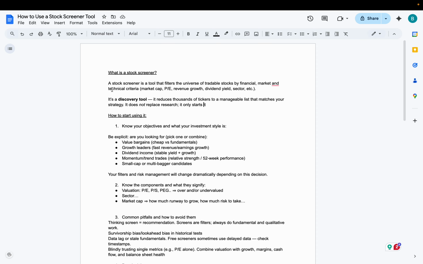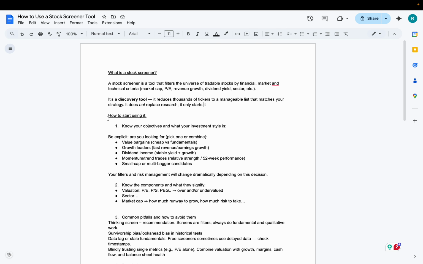Basically, what it aims to serve is that it is a discovery tool. It reduces the thousands of tickers out there to a manageable list of stocks that matches your strategy, your risk management strategy, your risk appetite, your criteria. But ultimately, at the end of the day, it doesn't aim to replace research. Your due diligence must still be done. This is just a tool that helps you kickstart and find a list of stocks to narrow down your research into.